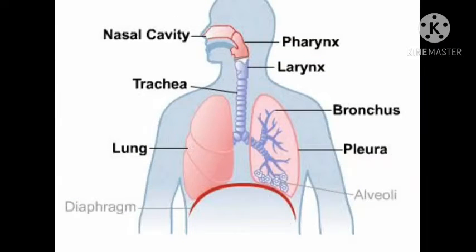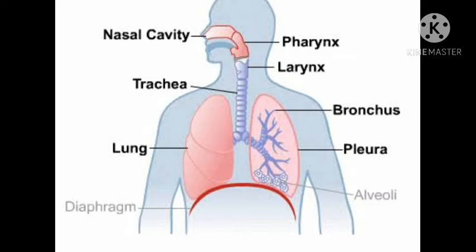Next part is our lungs. Lungs is also an internal organ. Students, here you can see the picture showing the respiratory system: nasal cavity, trachea, lungs, pharynx, larynx, bronchus and pleura. And what about this? This is alveoli and the diaphragm. Together they form our respiratory system.